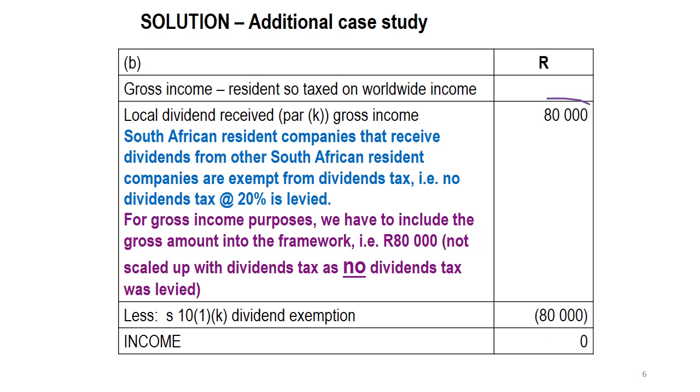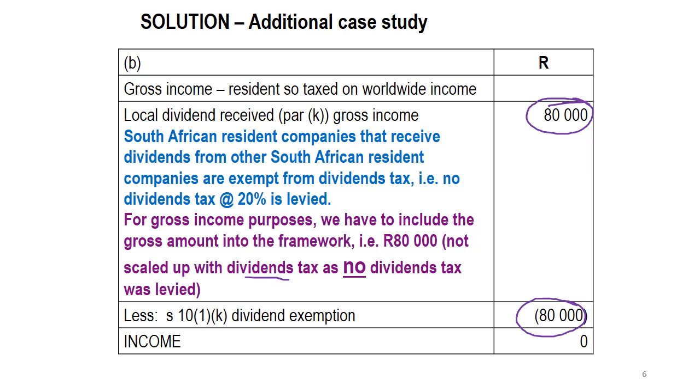So whatever it is that they receive, that is what they will include, which means we will include the 80,000 Rand into gross income, and we will exempt the 80,000 Rand in terms of Section 10(1)(k). We don't have to scale up with dividends tax because the company was not subject to dividends tax.